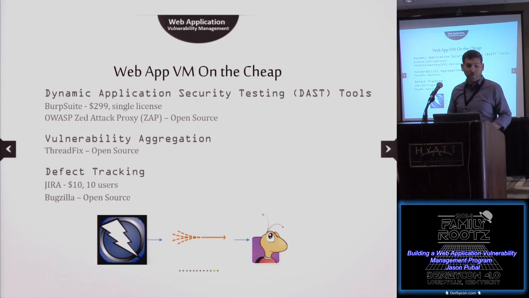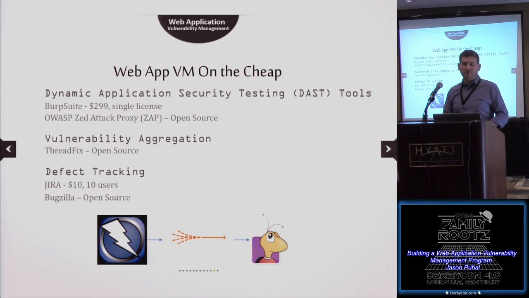And it's open source. 2 really well-known and good defect tracking tools are Jira and Bugzilla. Bugzilla, free, open source. Jira, it's an enterprise tool that can get pricey. But if you want to pull it down and play with it, it's $10 for 10 users.